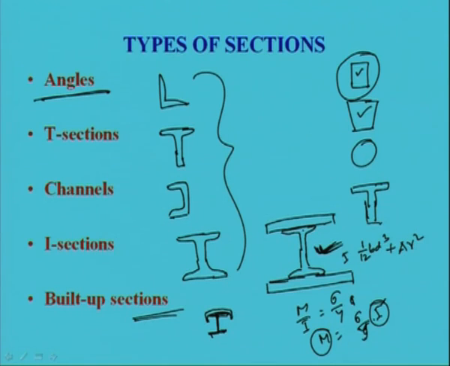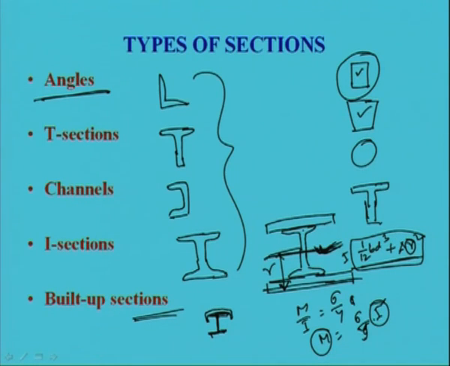Now, if this R is more, then this will become more. R means the distance from the CG of the extra plate and the CG of the I section. So, in this way we can increase the R, and we can increase the I value easily with a little increase of material.